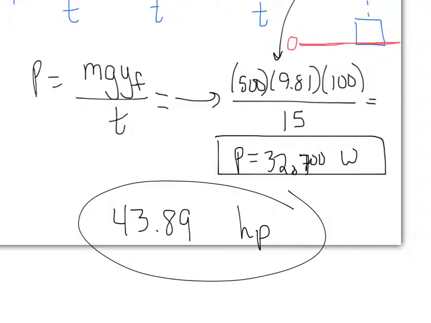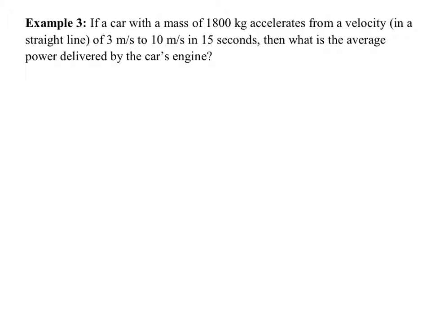All right. Can I get someone to read, please, nice and loud? If a car with a mass of 1,800 kilograms accelerates from a velocity in a straight line of 3 meters per second to 10 meters per second in 15 seconds, then what is the average power delivered by the car's engine? Now, first of all, let's discuss the beginning of this problem.